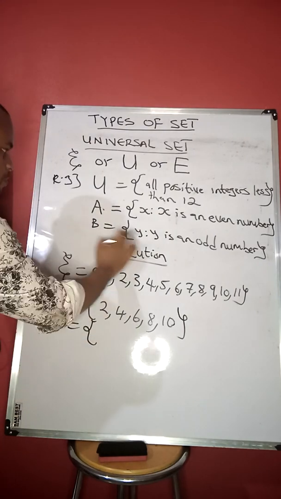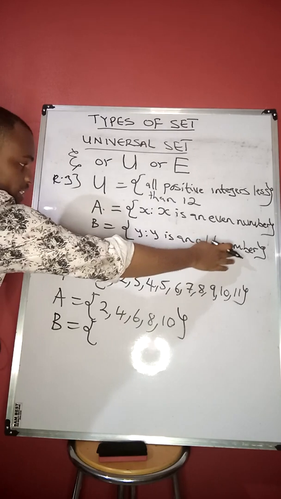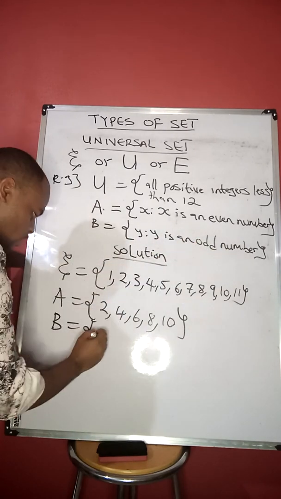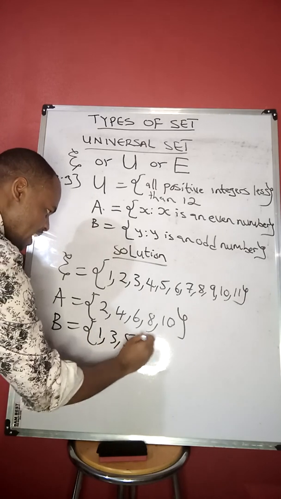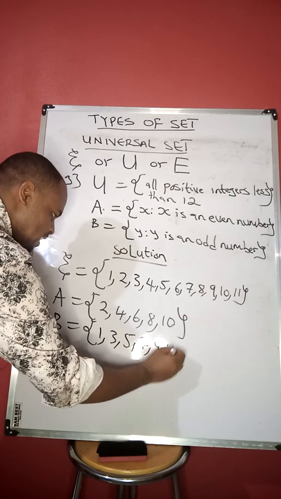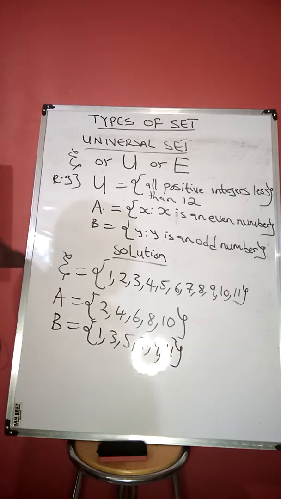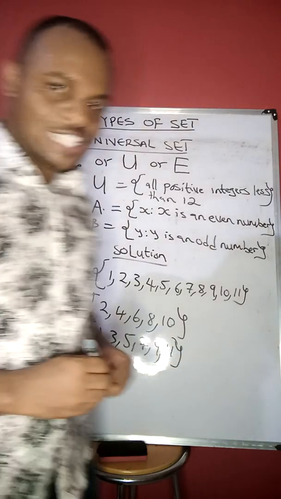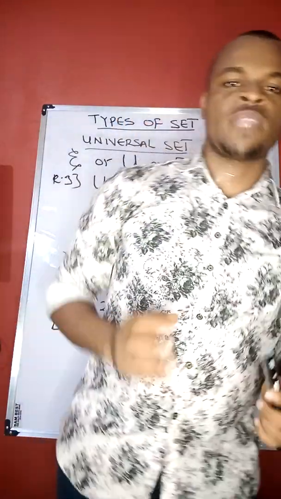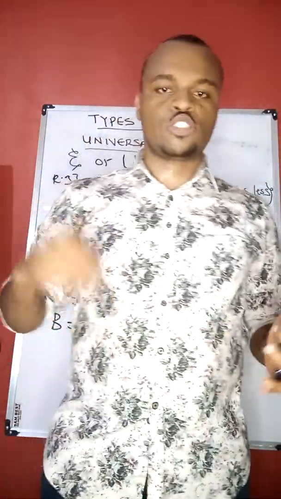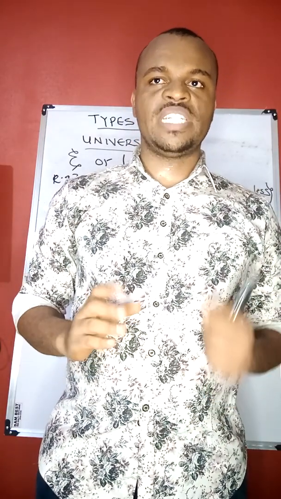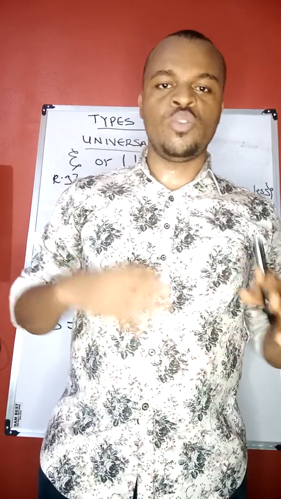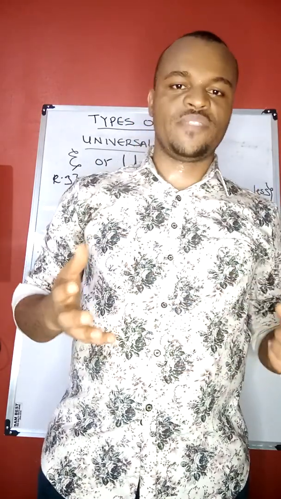Then set B. Let's define our set B. The set B is a set of y, so that y is an odd number. So let's list our odd numbers considering your universal set: 1, 3, 5, 7, 9, 11. Now you can see that the universal set already places a restriction on what the elements in other subsets should be. I'm sure with this understanding, we will be able to go into the complement of a set, the difference of a set, and then we'll go into the Venn diagram.